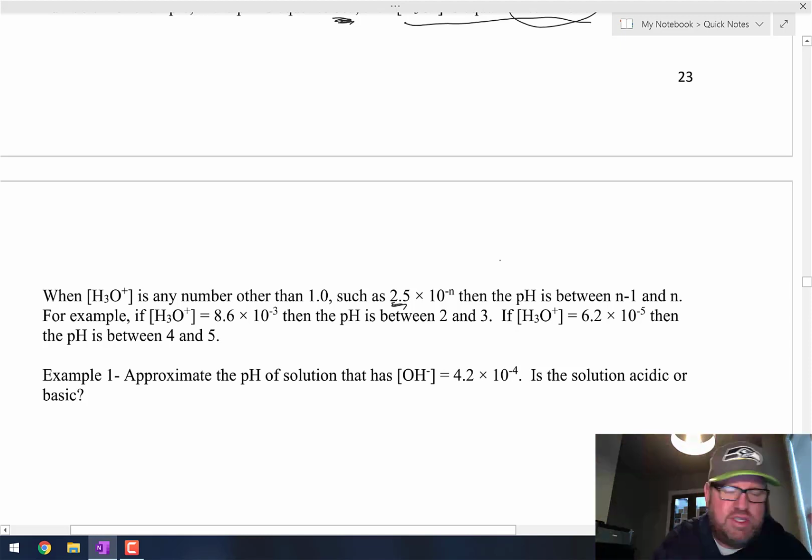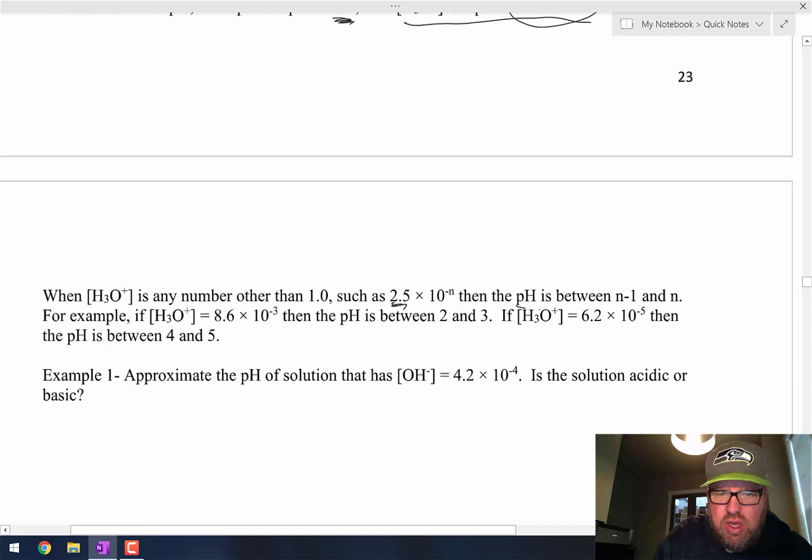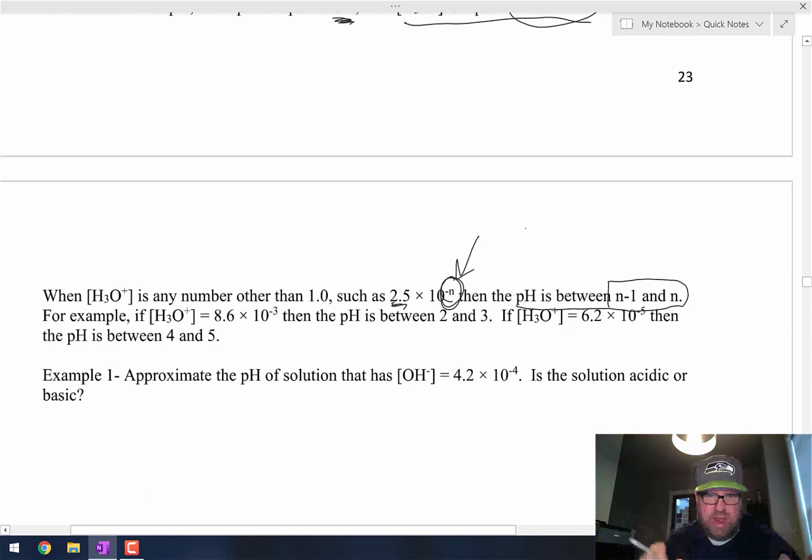Now, when the hydrogen ion concentration is any number other than 1, such as 2.5 or 3.6 or 8.7, then the pH is between N minus 1 and N. So whatever this number is up in the corner, you can approximate the pH. Let's say it's 2.5 times 10 to the minus fifth. Then the pH must be between 4 and 5. If it's 3.6 times 10 to the minus eighth, then the pH must be between 7 and 8.